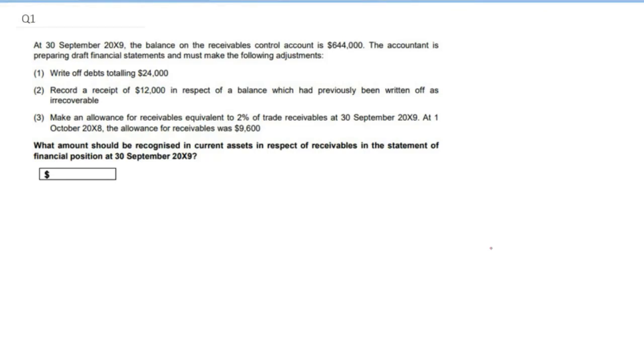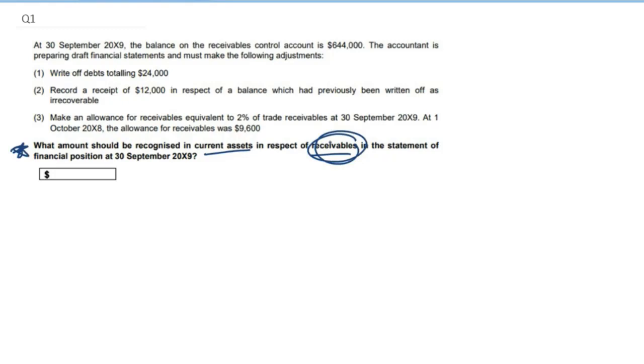Okay, question 1 that we're looking at here, absolutely textbook type of question. The first thing I do, though, is go straight to the requirement. So there's a lot of information here. I'll get to that in due course. There's no point in me looking at that information until I've seen what's in the requirement. So, taking my time with this. What amount should be recognised in current assets in respect of receivables in the statement of financial position at September X9? So my year end is September X9. What is the receivables balance?